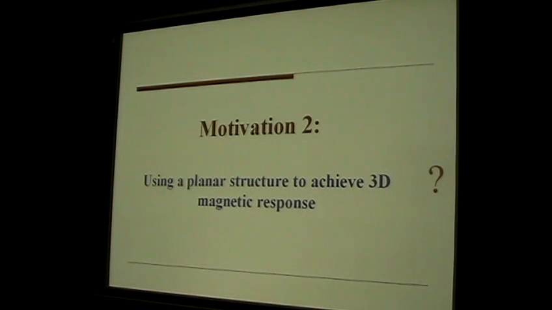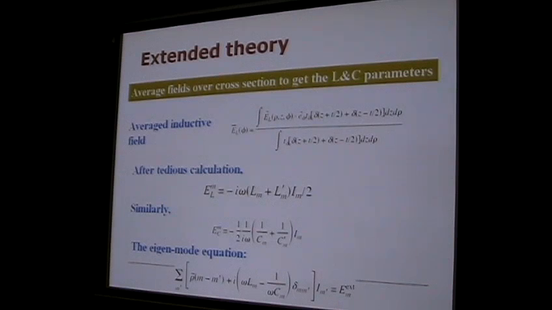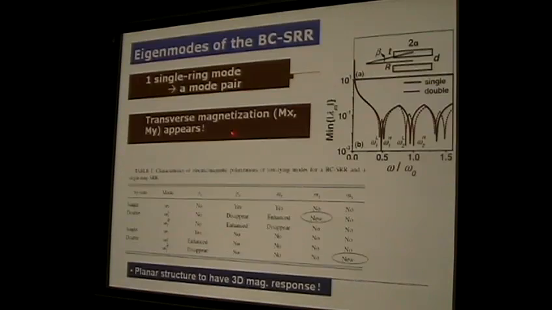So you must say, oh, you are crazy. How can you use this planar structure to support magnetic response along all directions? But the fact is, it is possible. So we first extend the theory to consider the rectangular cross-section case. This is very complicated. I don't go into details, so let me show you the result.